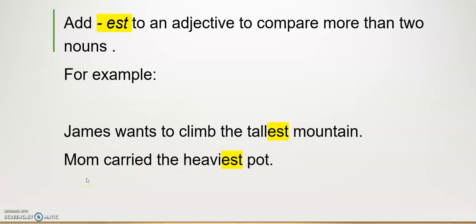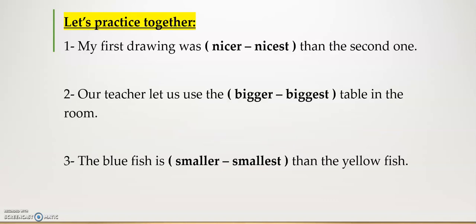Let's see the other example. Mom carried the heaviest pot. So mom has lots of pots, but this one is the heaviest pot. That's why I added est to heavy, and I added est to tall, because we're comparing more than one noun. Okay, let's practice together to see if we get it or not.